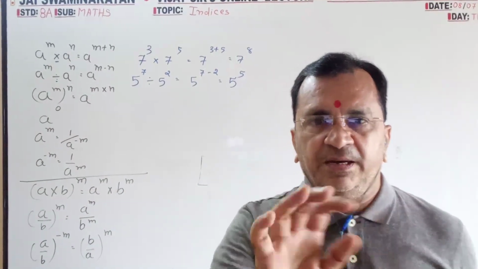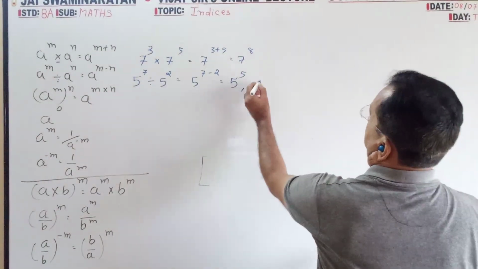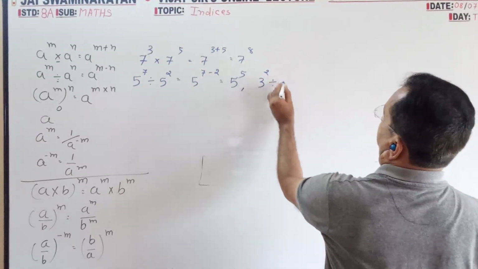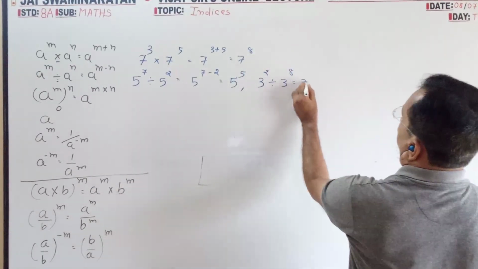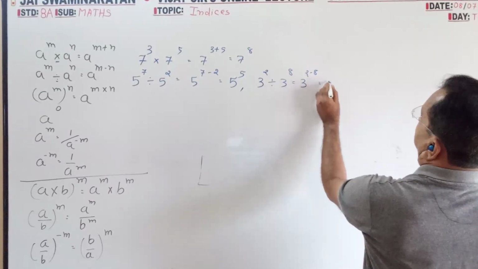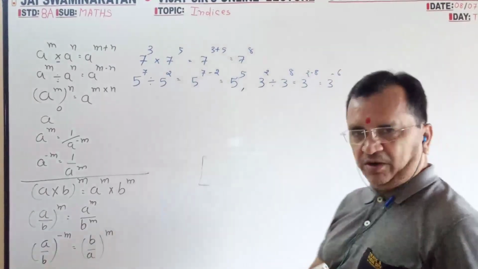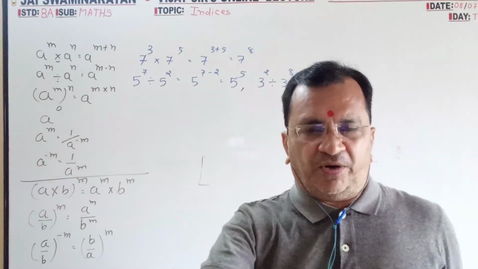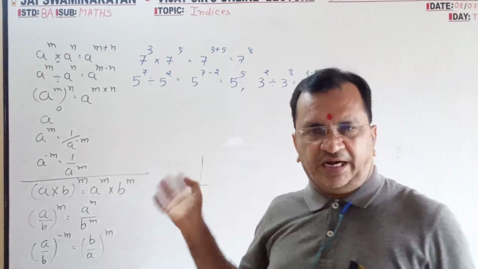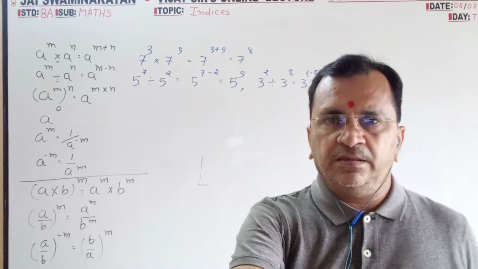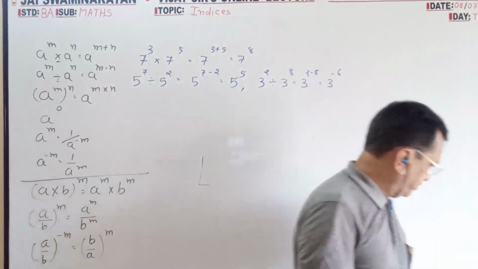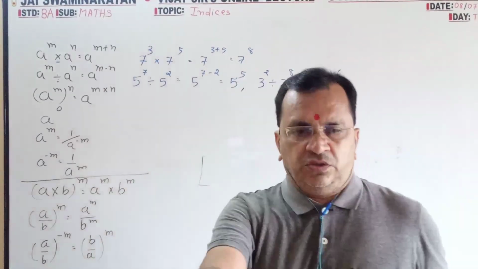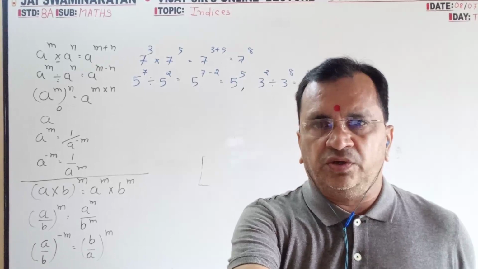Sometimes the first will be bigger. For example, 3 raised to 2 and the second one is bigger. So 2 minus 8, 3 raised to minus 6. No problem. To convert negative power into positive, positive power into negative, that is also a separate method. So don't worry.